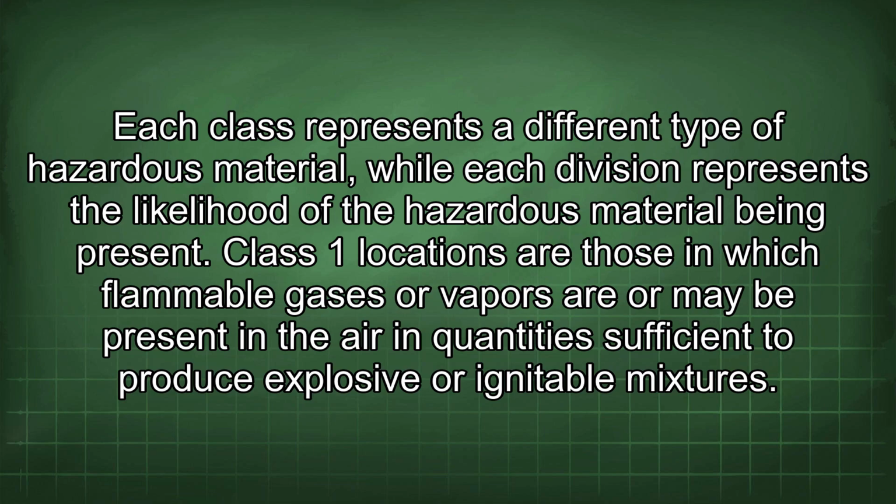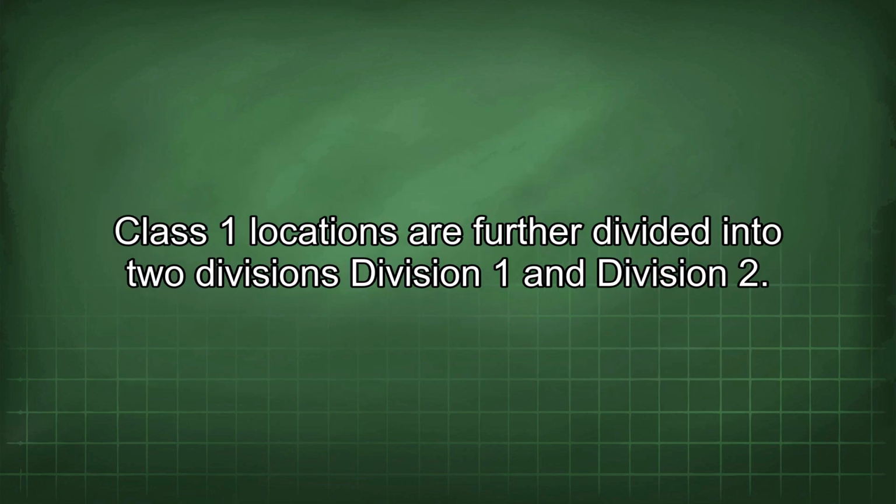hazardous material being present. Class 1 locations are those in which flammable gases or vapors are or may be present in the air in quantities sufficient to produce explosive or ignitable mixtures. Class 1 locations are further divided into two divisions, Division 1 and Division 2.